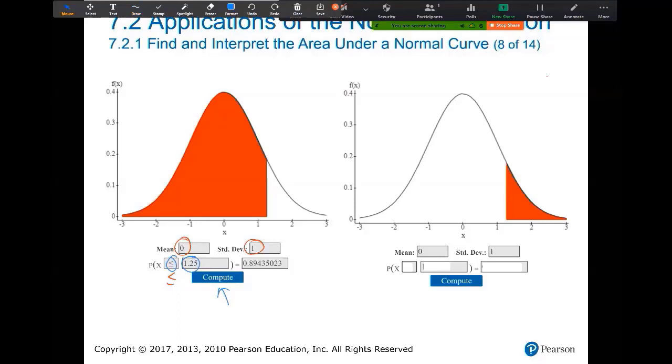But if you want to obtain this value directly in StatCrunch, the only thing you have to do is select greater than instead of less than, and click compute, and you will obtain the exact answer, 11%. This area is 11%, and this other area is the complement, 89%.